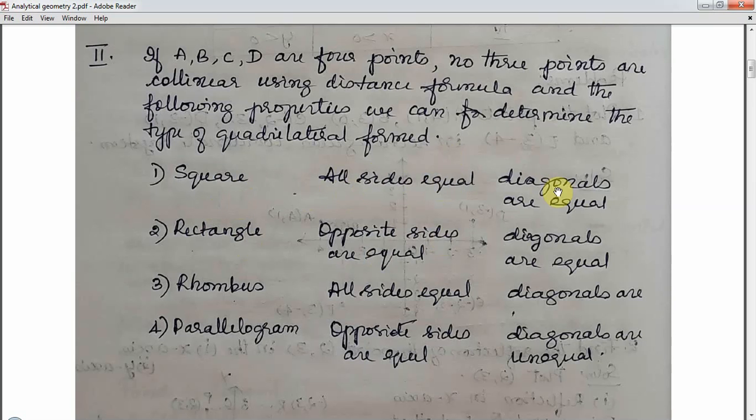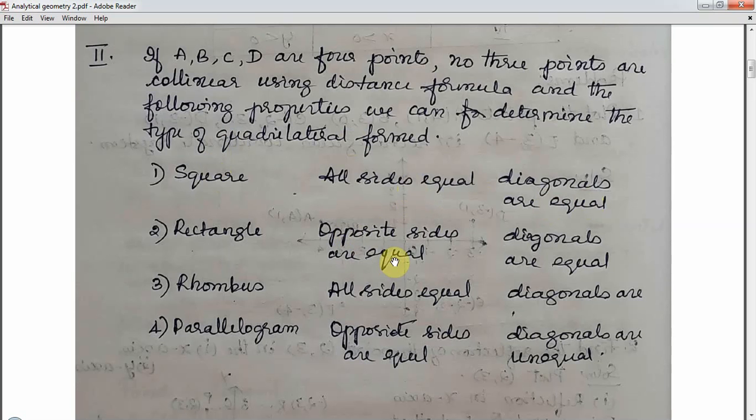If all sides are equal and diagonals are also equal, then the quadrilateral formed is a square. So what do you mean by diagonals? If I draw an image like this, with four equal sides, then we say that it is a square. The line joining the opposite corners is called a diagonal. If A, B, C, D are the corners of a square, then the lines from one corner to the opposite corner, top corner to the bottom corner, are called diagonals. If all sides are equal and diagonals are also equal, then the quadrilateral forms a square.